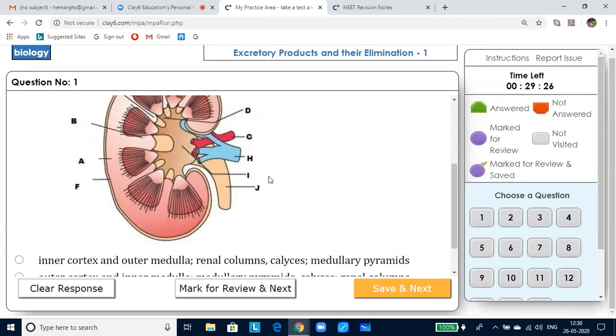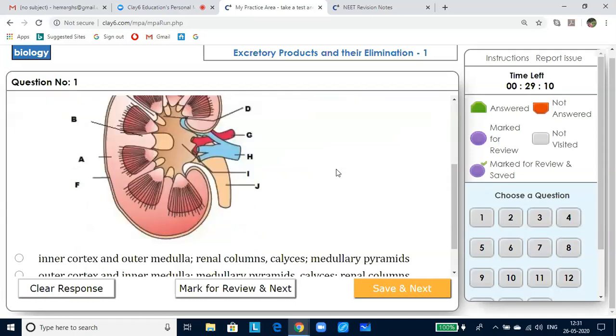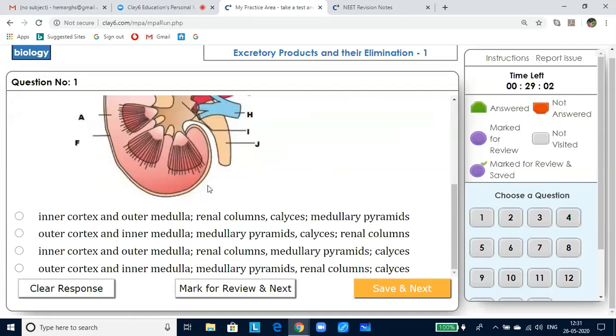A is the outer cortex, B is the inner medulla, C is medullary pyramids, D is the calyces, and then we are supposed to identify E. Where is E? This is E. This is the renal columns. So let us look into the choice. One is outer cortex, inner medulla, medullary pyramids, calyces, renal columns. So this is the answer.